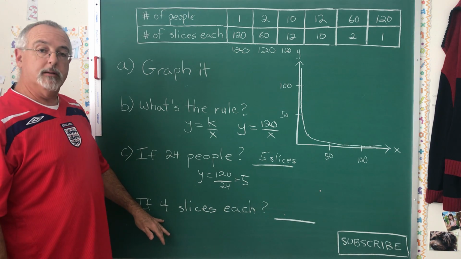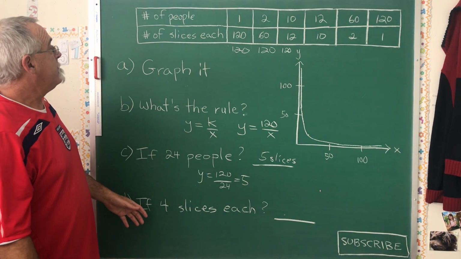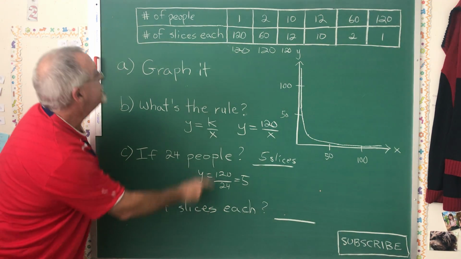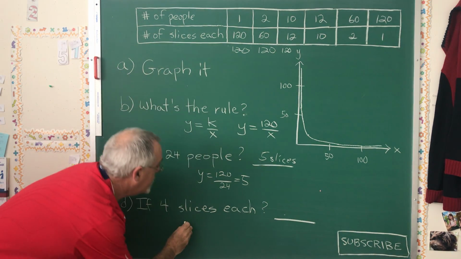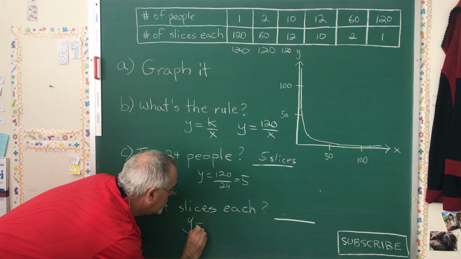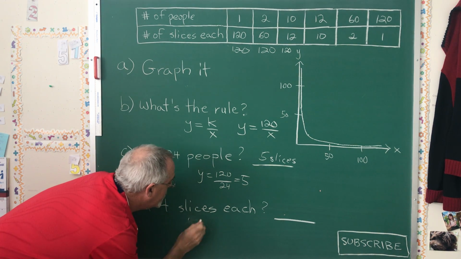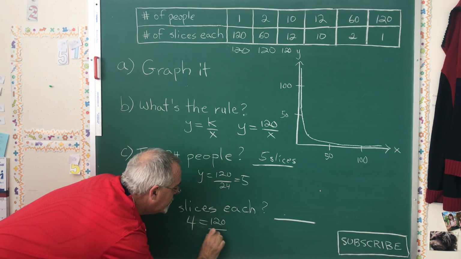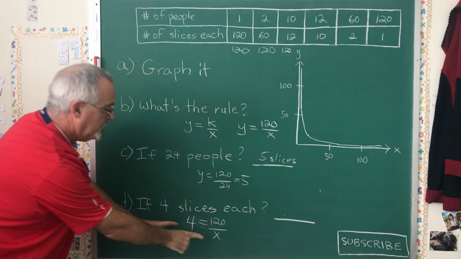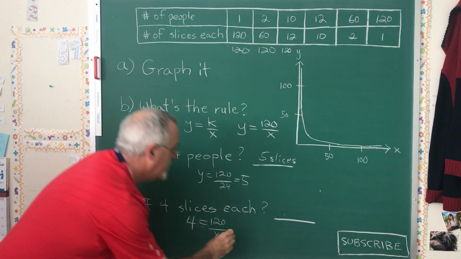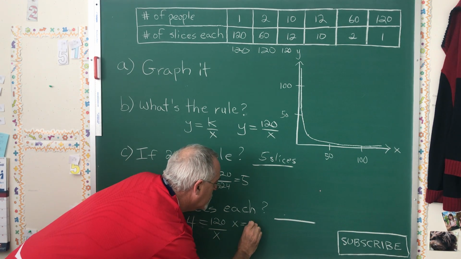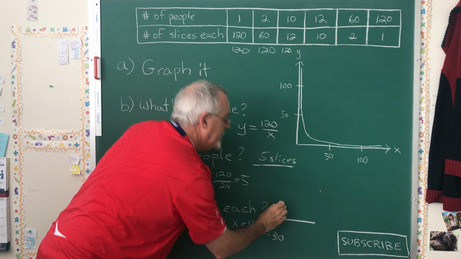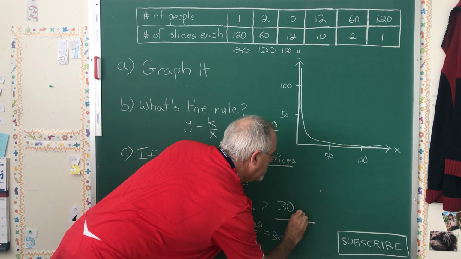If there are 4 slices each, how many people were there? 4 slices each is a y-coordinate. So I have to fill in my equation, replacing the y with a 4. And I have 4 equals 120 over x. And when I'm in this situation, I do the trade. So x therefore is equal to 120 over 4, which is 30. So my answer is 30 people.